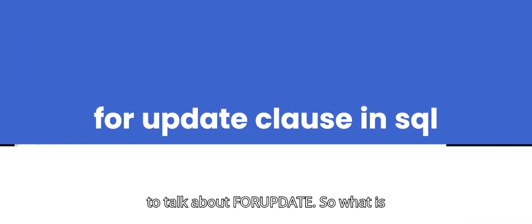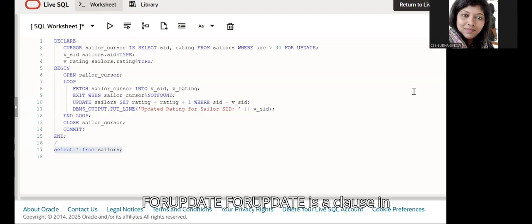Today I'm going to talk about FOR UPDATE. So what is FOR UPDATE? FOR UPDATE is a clause in SQL. It is used with the SELECT statement to lock the selected rows for updates within the transaction. It is used in concurrent transaction management to prevent lost updates and also to maintain consistency. The lock is held until the transaction is committed or rolled back.